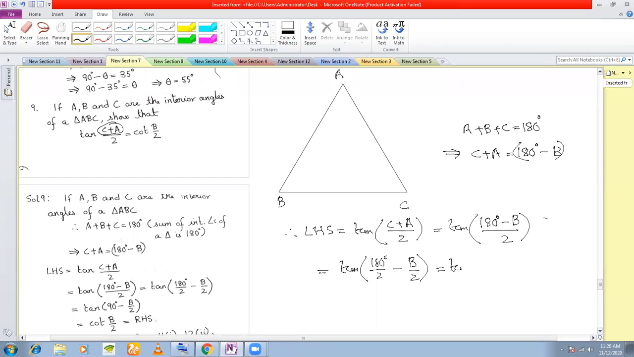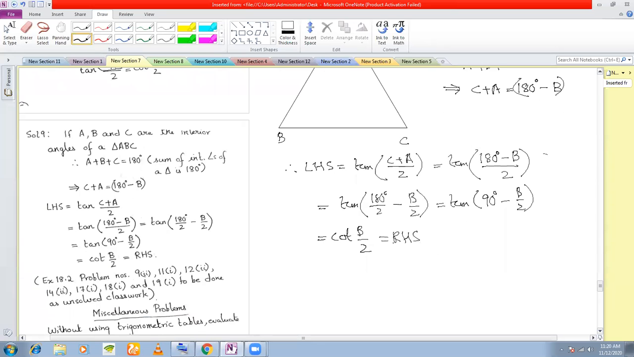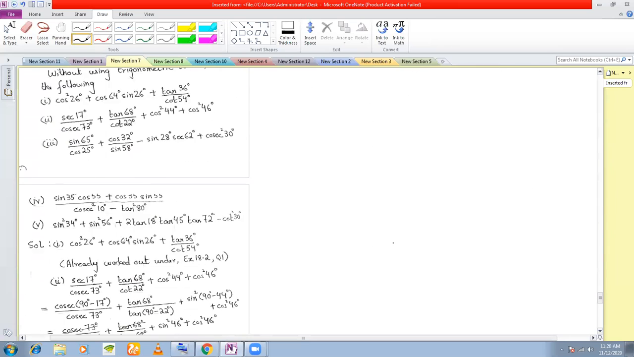So you get tan (90 degree minus B by 2). And what is tan (90 minus theta)? Cot theta. So this tan (90 minus B by 2) becomes cot B by 2, which is equal to your RHS. That's it. Okay. So do we have time for one more?